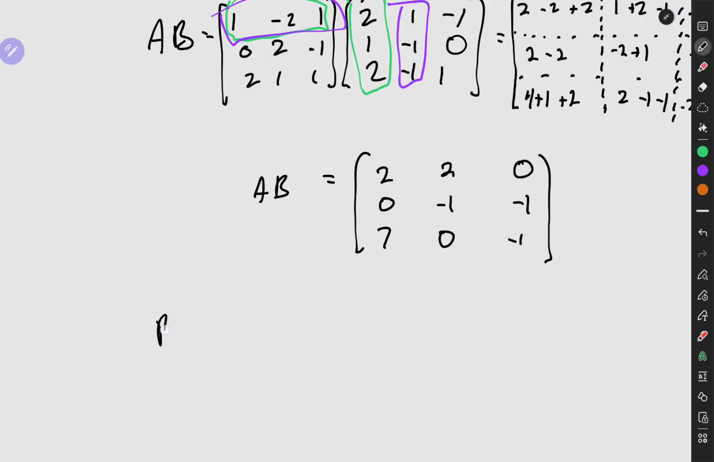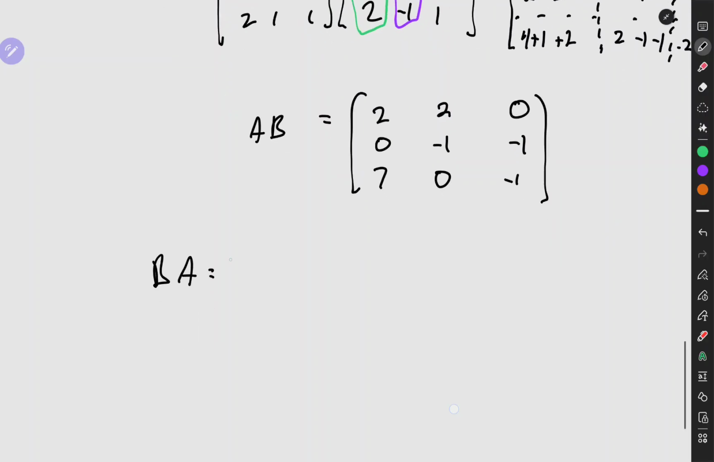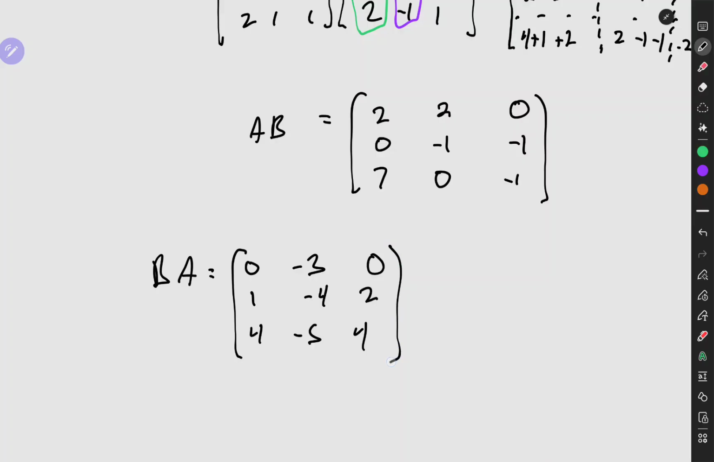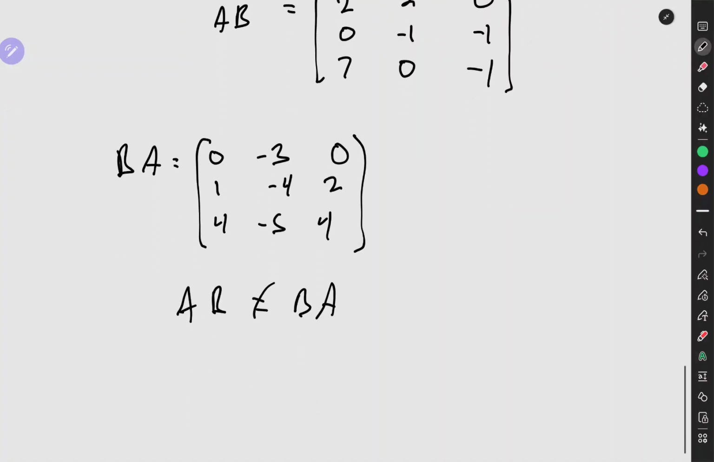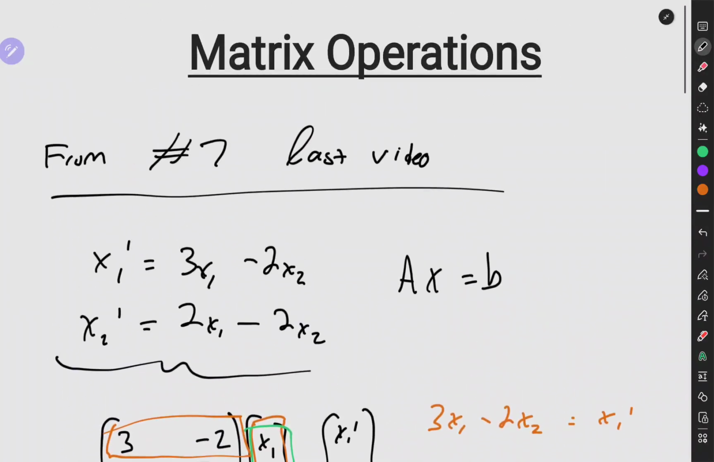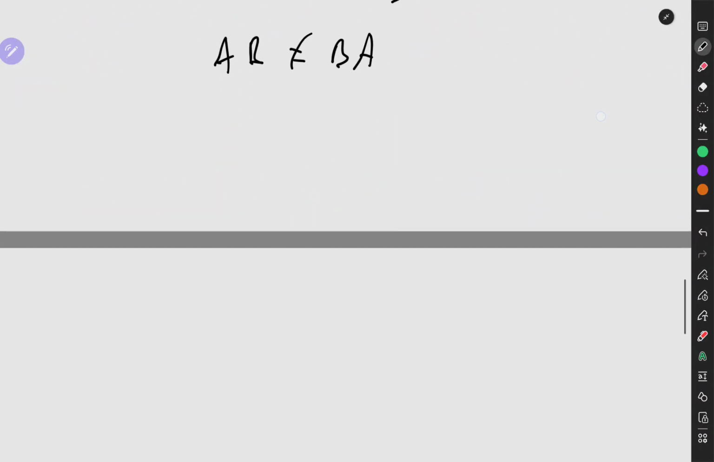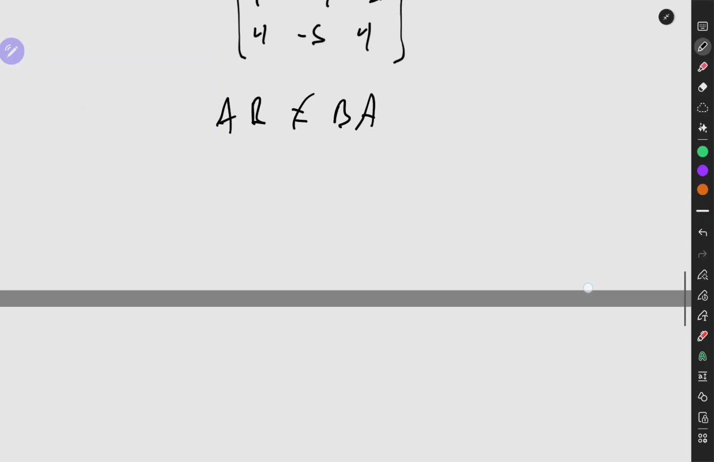Now I'm not going to do it, but just to show you, if I were to do B times A, the answer would be 0, -3, 0, 1, -4, 2, 4, -5, 4, which is completely different than A times B. So as we can see, A times B is not equal to B times A. You can go ahead and do that out if you want to verify it. I don't want to waste too much time on this video because we have some more to do yet. So that's one matrix property: they're not equal to each other.